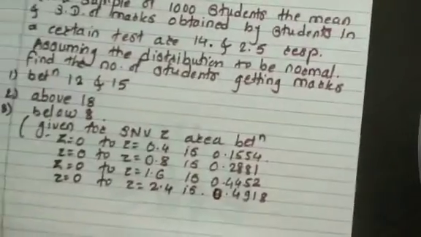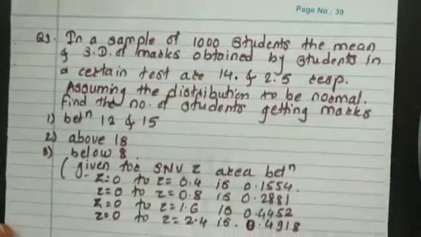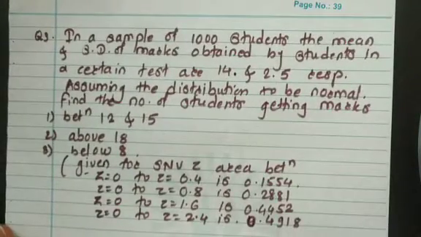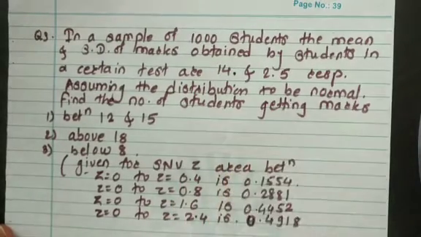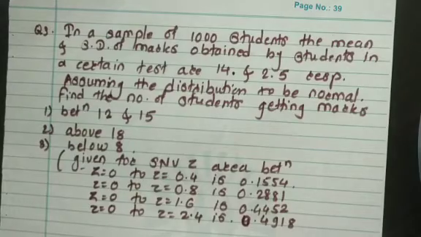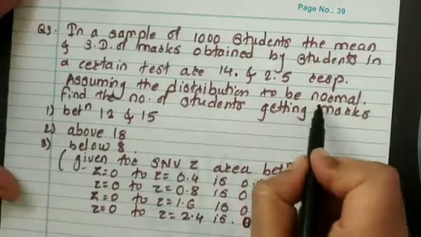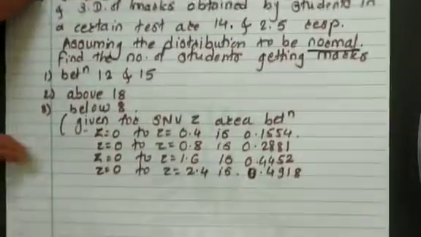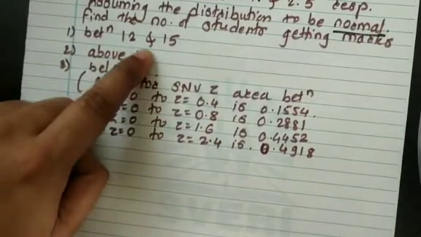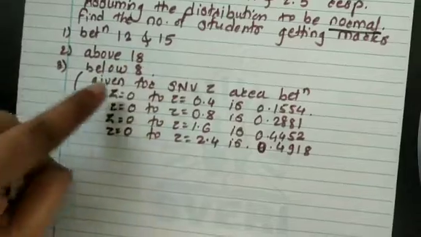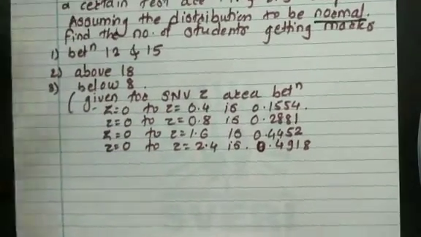Okay, we'll take next example. In a sample of 1000 students, the mean and standard deviation of marks obtained by students in a certain test are 14 and 2.5 respectively. Assuming the distribution to be normal, find the number of students getting marks. There are 3 questions. First is between 12 and 15, above 18 and below 8. Some areas are given to you.